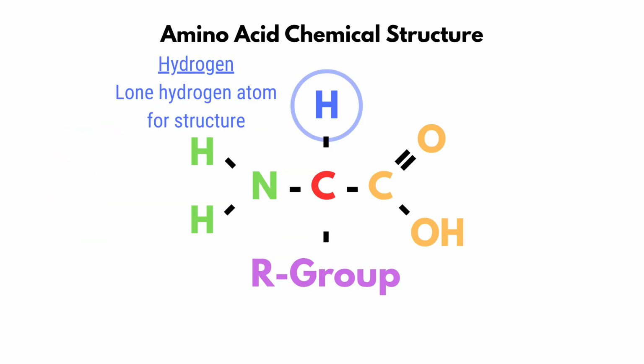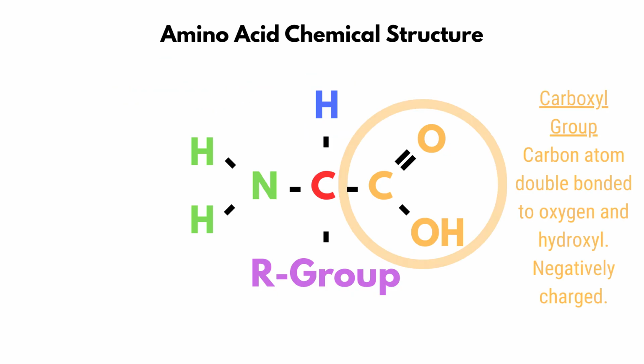Then we have a lone hydrogen atom for structure at the top. On the right, we have the carboxyl group, which is a carbon atom that is double bonded to one oxygen and single bonded to a hydroxyl on the side, and this one is negatively charged.